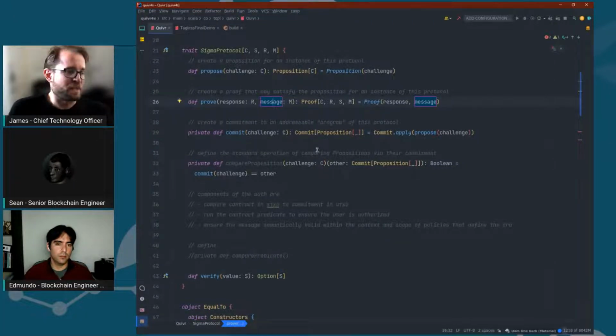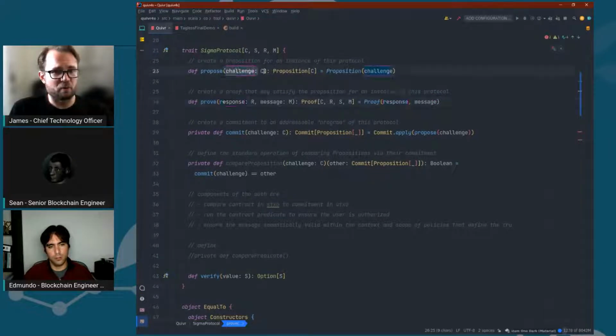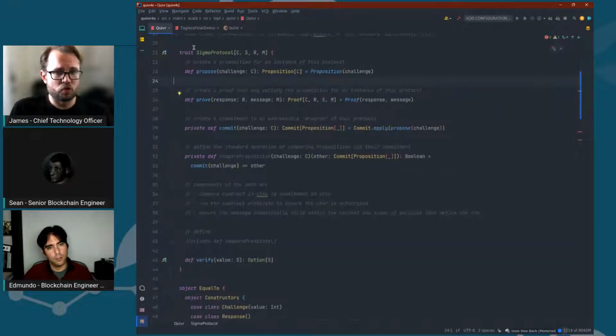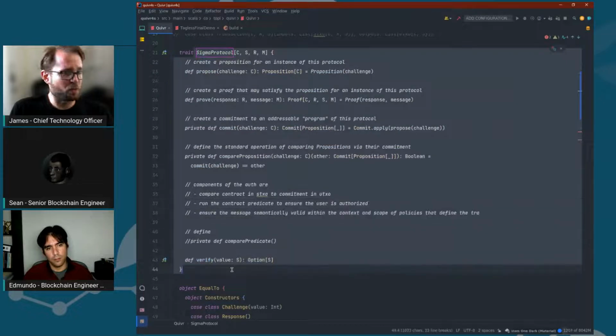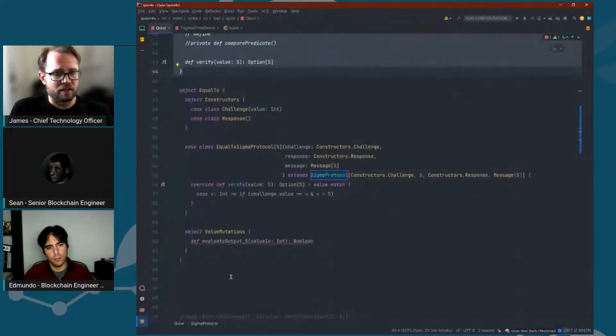So I just want to break off that predicate part, so that the user just has to define what the proof constructor arguments are and what the proposed constructor arguments are. And that feels like the only thing you'd ever need to do to create a new instance of a Sigma protocol. And yeah, that's as far as I've gotten so far, at least.